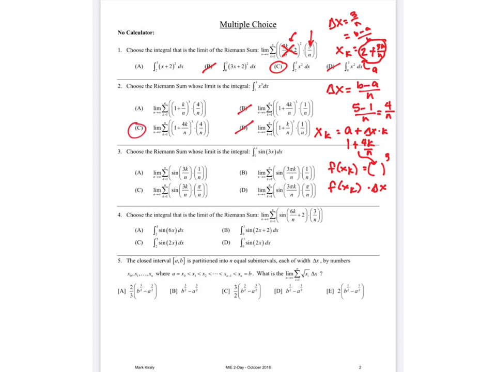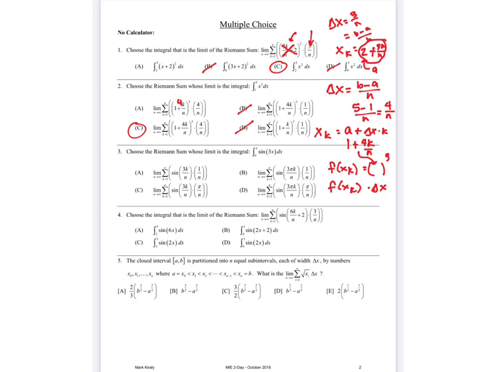So C. What happened with A? It didn't have a 4. They lost the 4 on the k. Yeah? Okay.